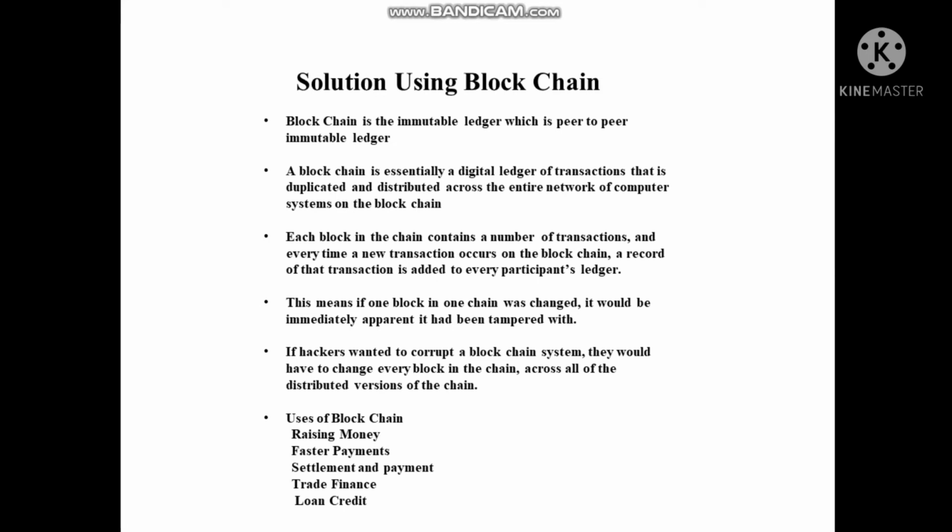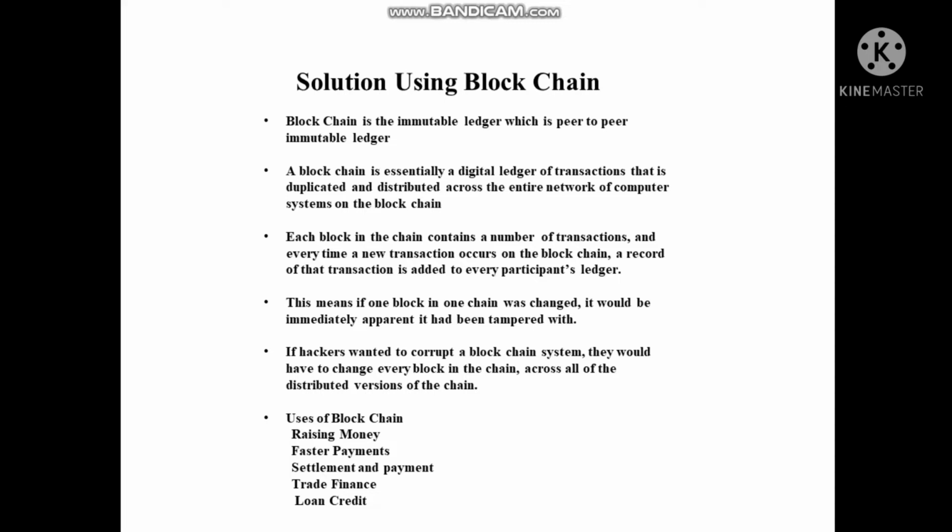So as of now we have understood the problem statement and the present functionality of a bank. It's time to understand the solution. So I have tried to give the solution using blockchain. Blockchain is a distributed immutable ledger which is peer-to-peer connected, and a blockchain is essentially a digital ledger of transactions that is duplicated and distributed across the entire network of computer systems on the blockchain.